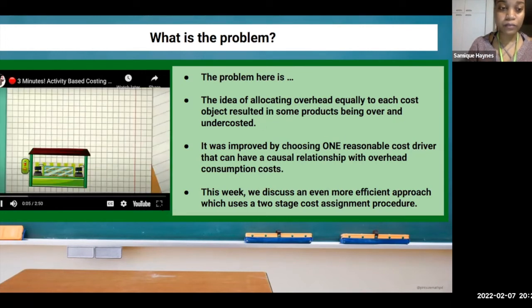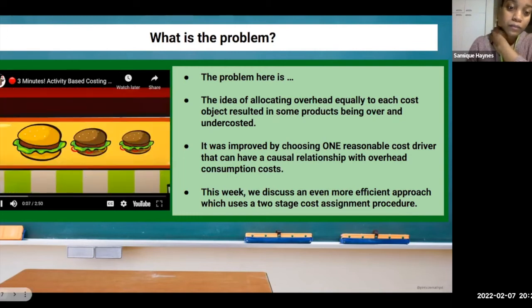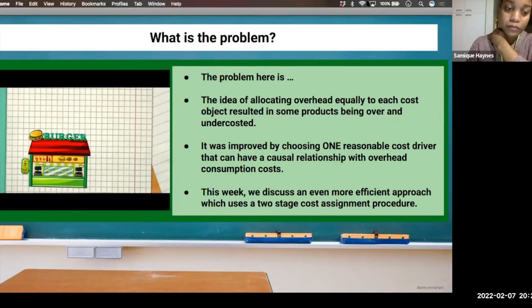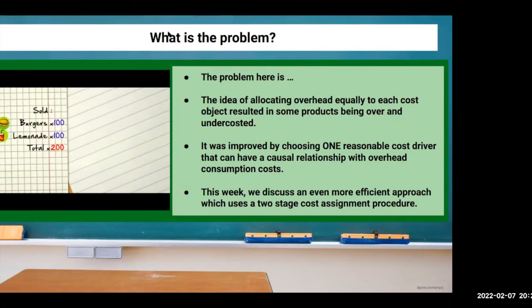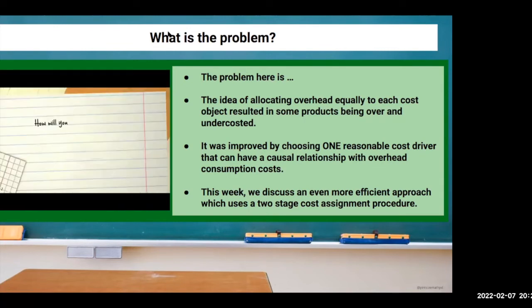Imagine you have a small takeout joint selling burgers and lemonades. This month, you sell 100 burgers and 100 lemonades, for a total of 200 items. What if, at the end of the month, you have an electric power bill of $200? How will you divide the electric bill between the burgers and the lemonades? Easy. $200 divided by 200 items equals $1 in electric power for each burger or lemonade sold.